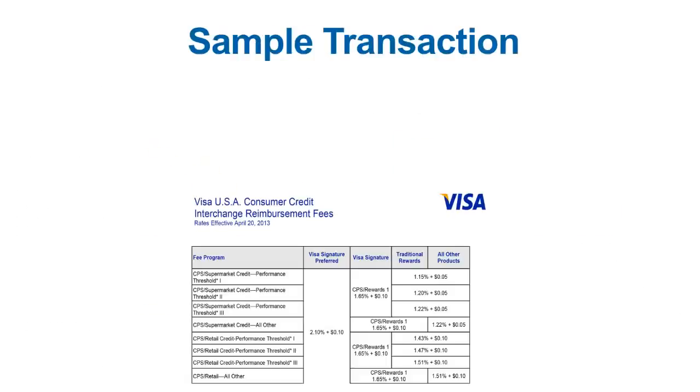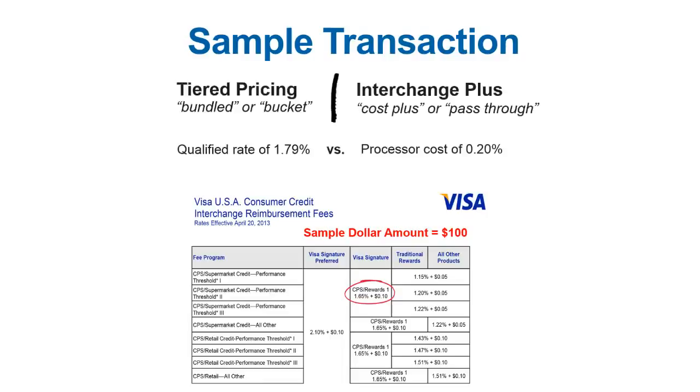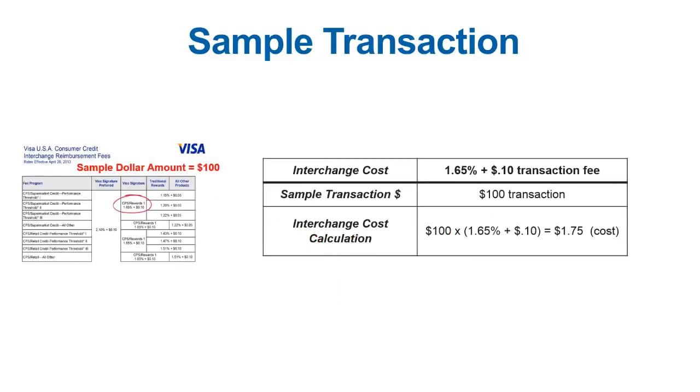Here's a sample transaction. Refer to the Visa interchange chart that we looked at earlier, and let's compare a single transaction at a qualified rate of 1.79 under a tier-based program to an interchange plus pricing program with a processor cost of 20 basis points. Assume the following for the transaction. The interchange cost is 1.65% plus a 10-cent transaction fee, and we'll use a $100 transaction as the sample dollar amount. Given those two variables, we know that the actual cost of the transaction is $1.75.